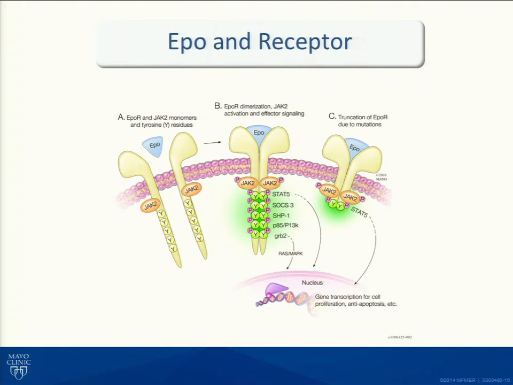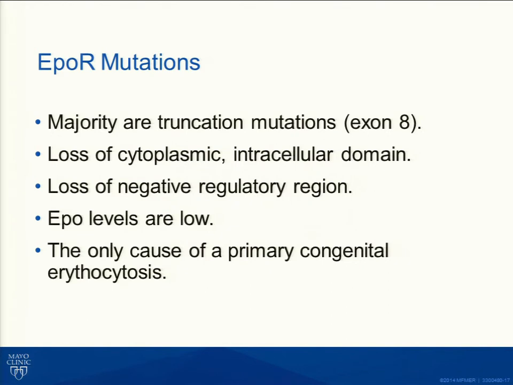The erythropoietin receptor mutations that have been described are all truncation mutations where we lose this portion, which involves the negative regulatory elements of the receptor. STAT5 remains, and so now what we get is really unopposed upregulation of these genes. In fact, the erythropoietin receptor becomes exquisitely sensitive to even the smallest amounts of erythropoietin. So these truncation mutations all occur in exon 8. We lose that cytoplasmic intracellular domain, so we lose the negative regulatory region.